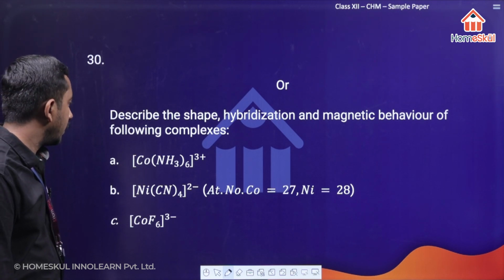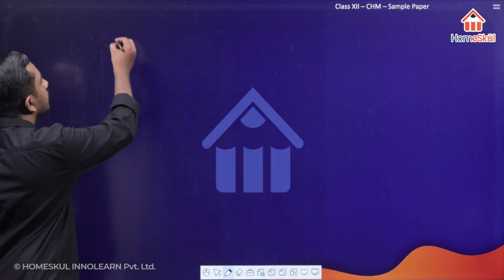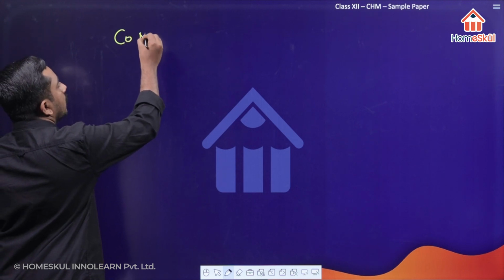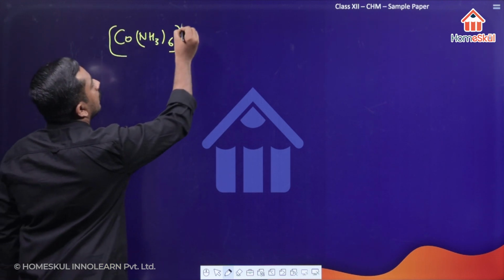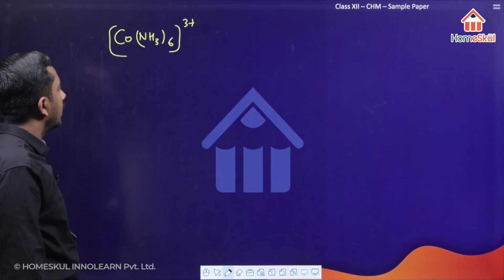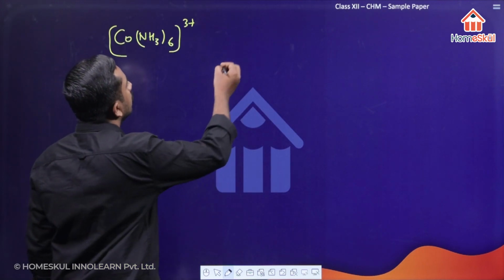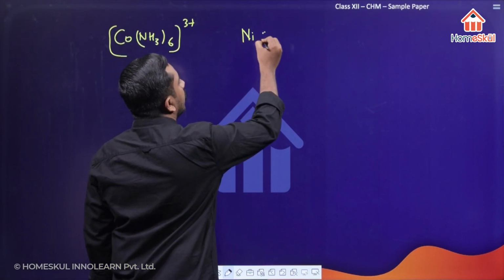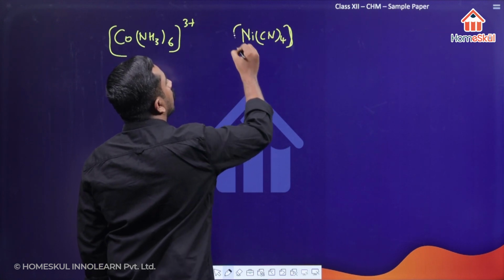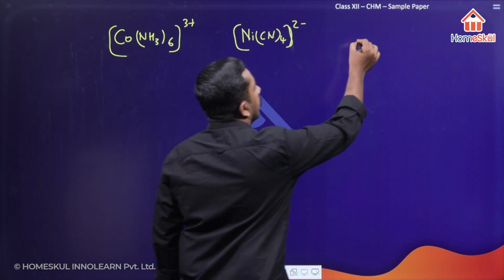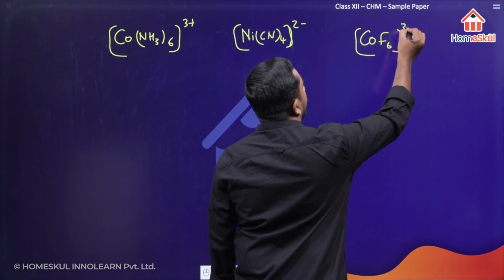So let us write the names of the 3 compounds. The first compound we have is [Co(NH3)6]3+. The second compound is [Ni(CN)4]2-, and the third compound is [CoF6]3-.